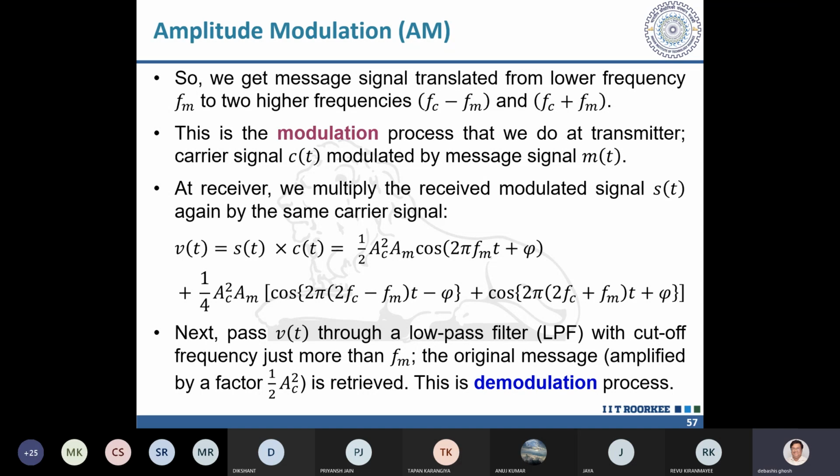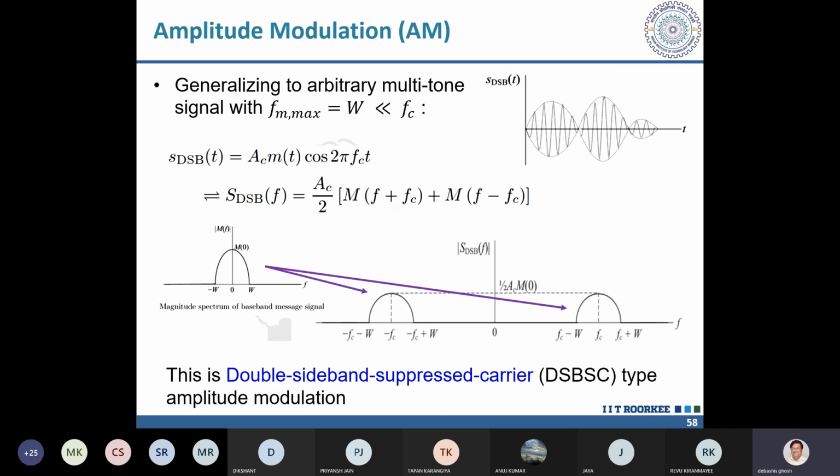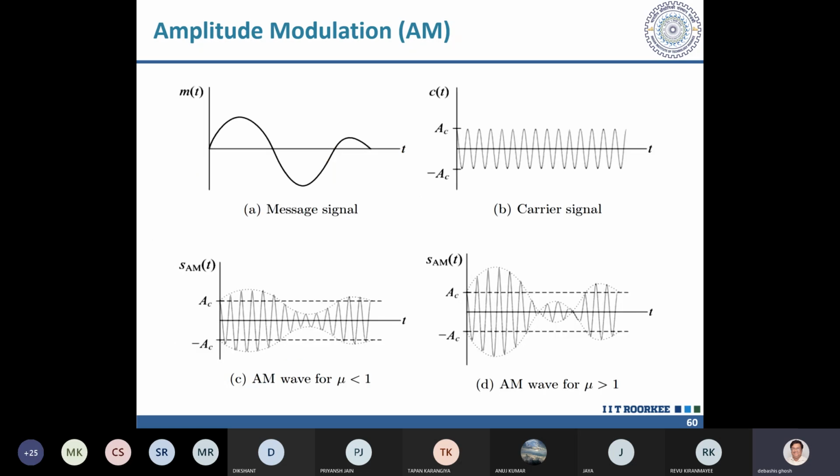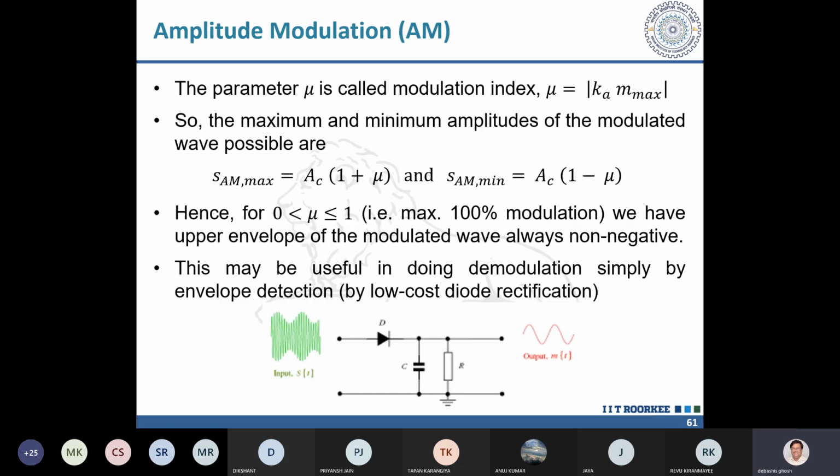And accordingly, this DSB SC modulation scheme was modified to this DSB FC type of amplitude modulation, so that we can do simple demodulation by using a simple diode detector. And hence the receiver circuit is simple and low cost, which can be afforded by any poor common people. Okay, so that is the purpose. So this is the amplitude modulation scheme, DSB modulation and then amplitude modulation.